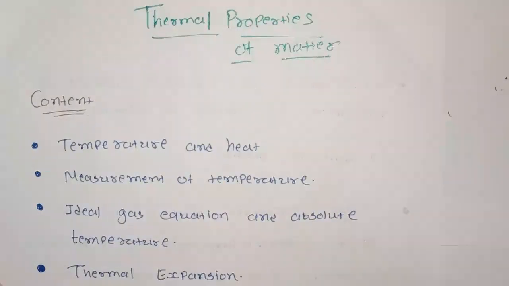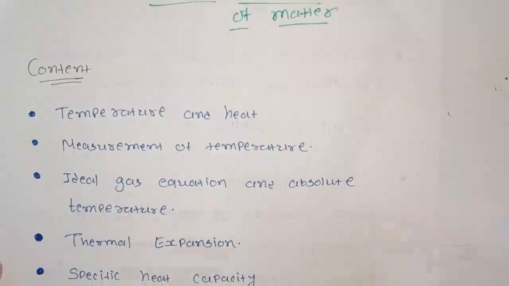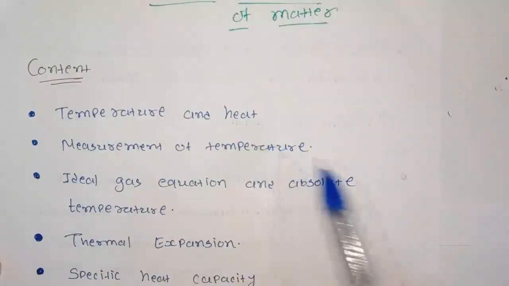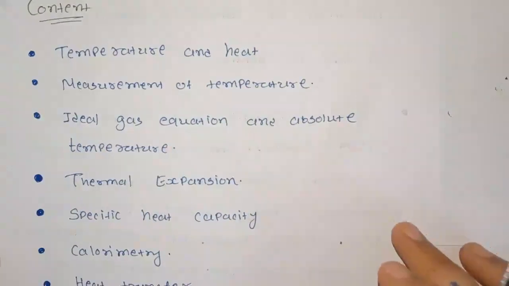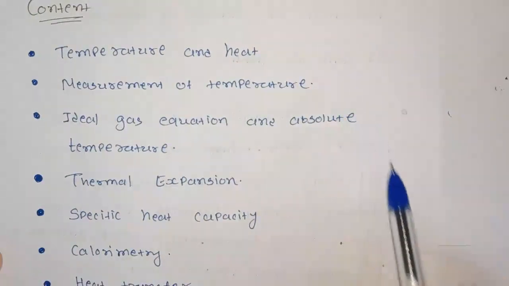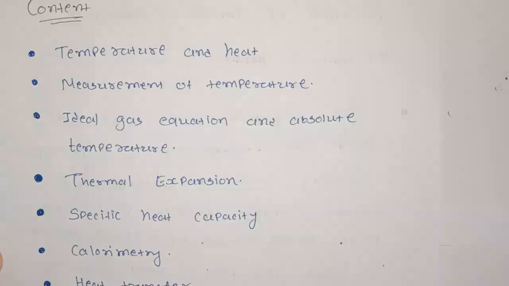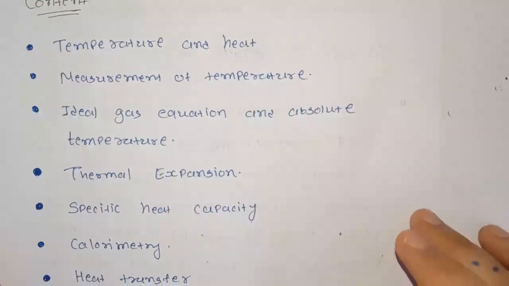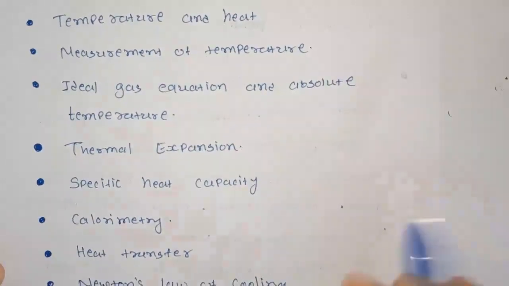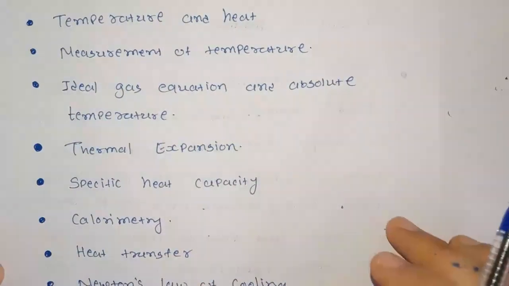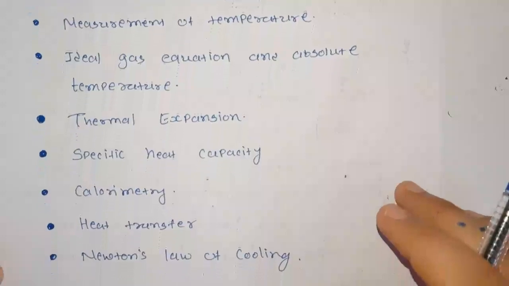Hello students, we are going to start a new chapter today, that is thermal properties of matter. In this chapter, first of all we will understand what is temperature and what is heat. Then we will see the measurement of temperature, that includes the different temperature scales and different thermometers. Then we will see the ideal gas equation and the absolute temperature.